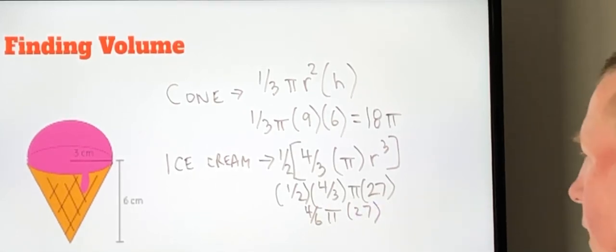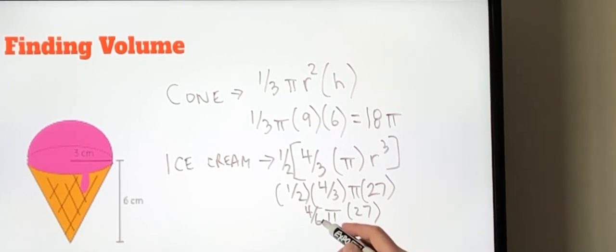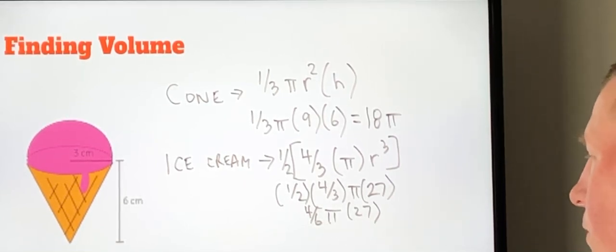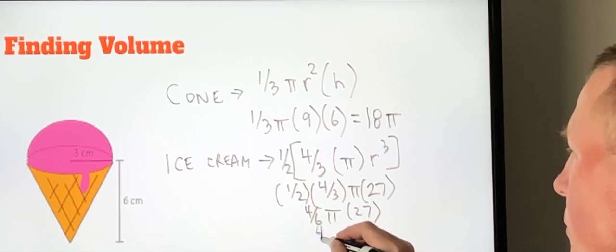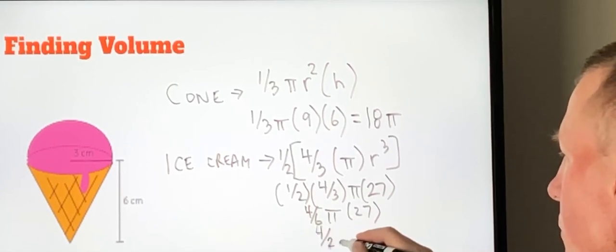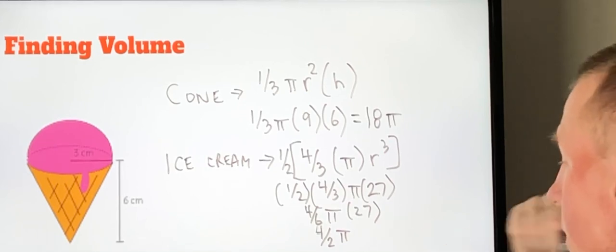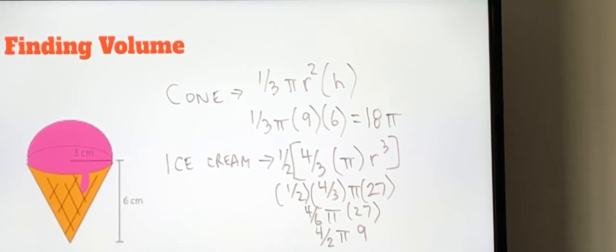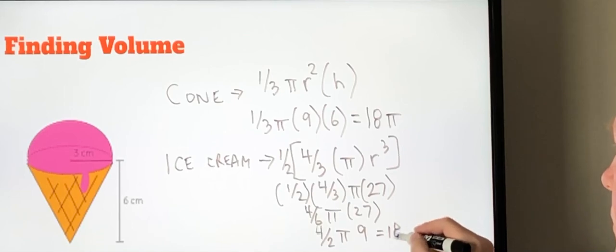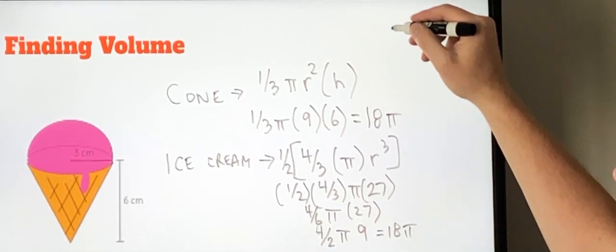And if I simplify that even further, I can take out a 3 on the bottom with the 6 and the 27. So that gives me 4/2, which is just 2. And then I took a 3 out, so that's 9. So if I multiply 2 times 9, it also gives me 18 pi. So 18 pi plus 18 pi gives me 36 pi.